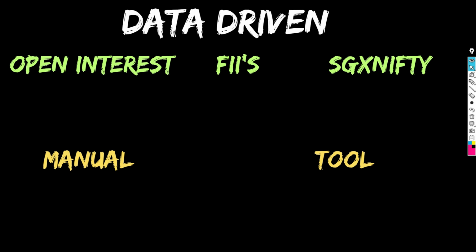When it comes to stocks, and then SGX Nifty, we basically use the SGX Nifty just to see whether it's a gap up or gap down. Majority of the time, the data suggests before the market starts. So this is basically the data driven approach, right? Open interest, FIIs. This can be done manually. Right now, you have to go to each and every stock and see what is happening, whether it is bullish or bearish. You have to do it manually, or else you can take advantage of a tool.